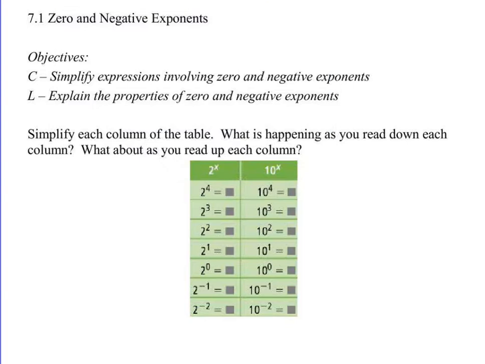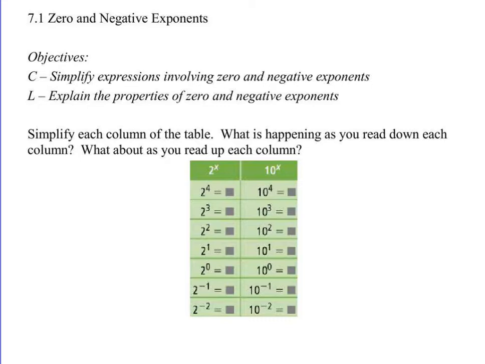Chapter 7 is all about exponents. Section 1 is about zero and negative exponents. So we've learned about exponents before, sort of. We've never really learned about zero exponents or negative exponents.